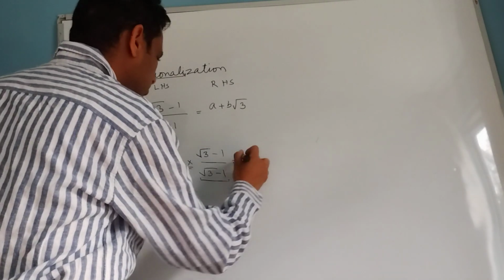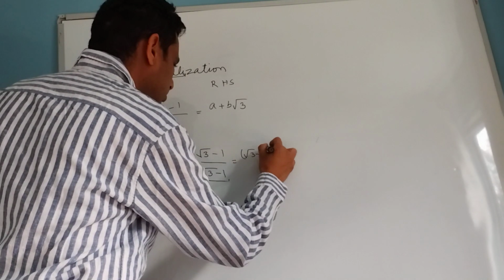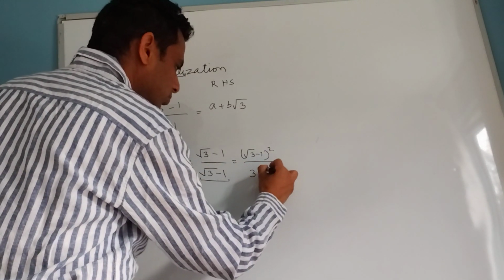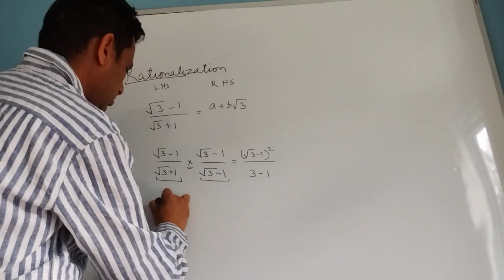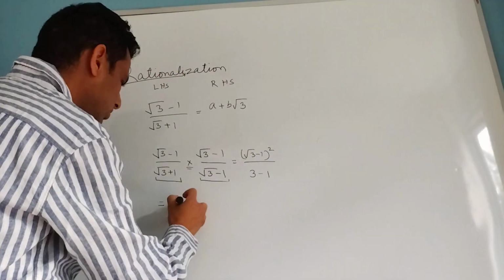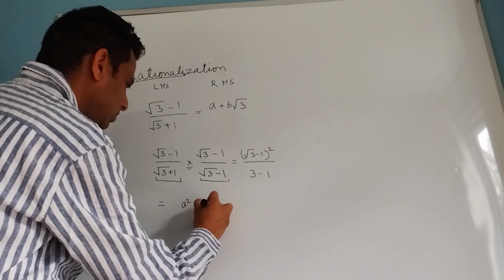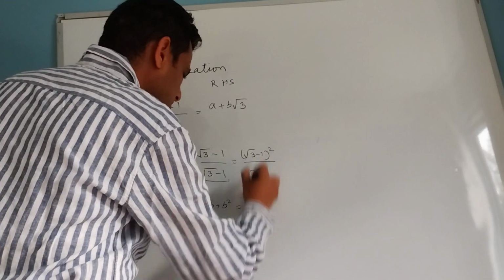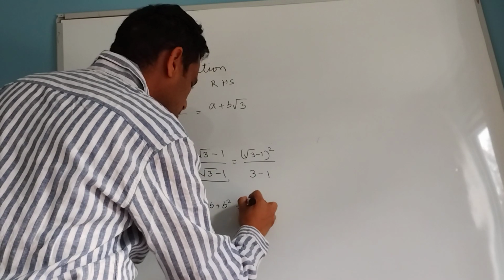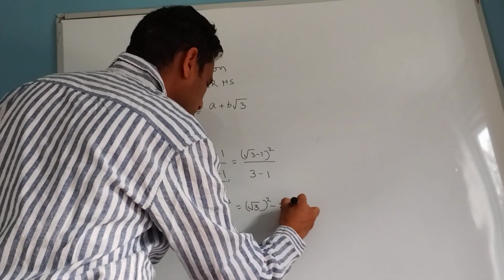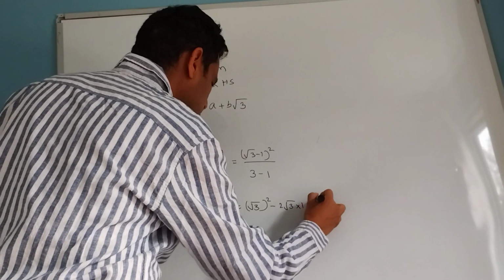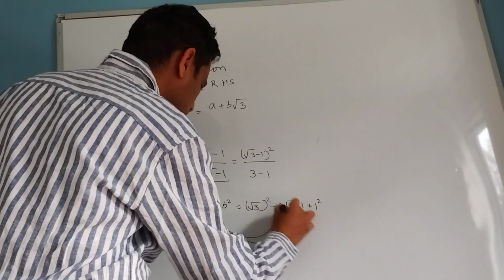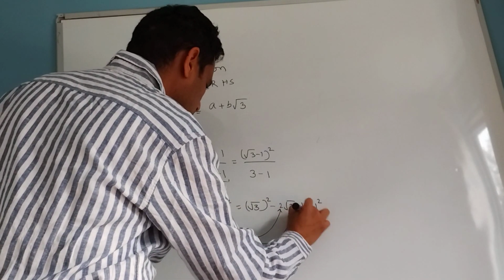So it is root 3 minus 1 whole square by root 3 times root 3 is 3, minus 1 times 1 is 1. This is a minus b whole squared. This is a squared minus 2ab plus b squared, which makes it root 3 whole squared minus 2 root 3 into 1 plus 1 squared. Here this 2 is here, a is root 3 and b is 1.